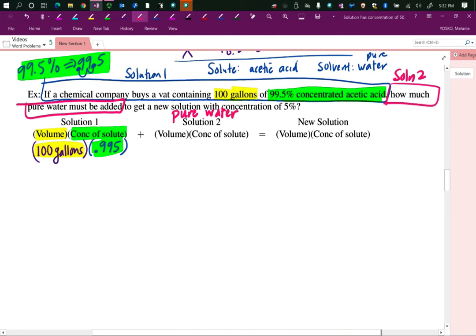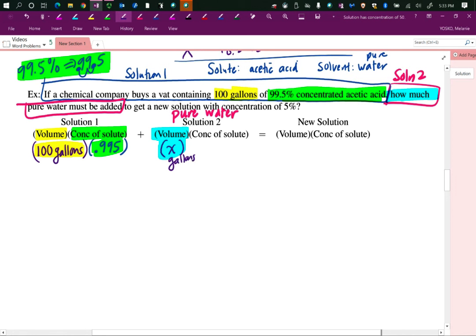What's the volume for pure water they're going to add? Does it say anywhere? Read it again. How much pure water must be added? How much, right? How much is the volume? We don't know. So we are going to identify that by using an X. And it's actually going to be X gallons.